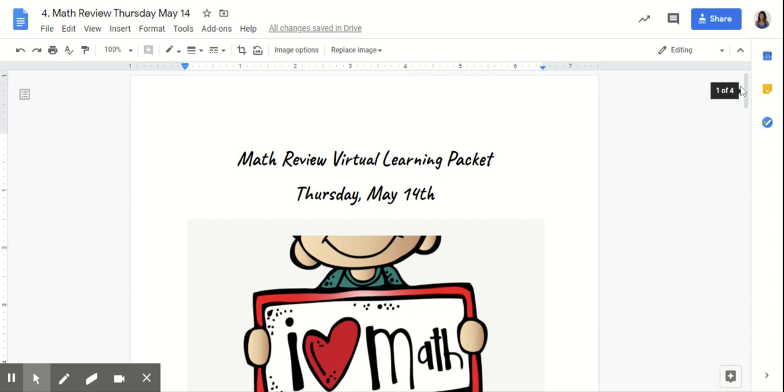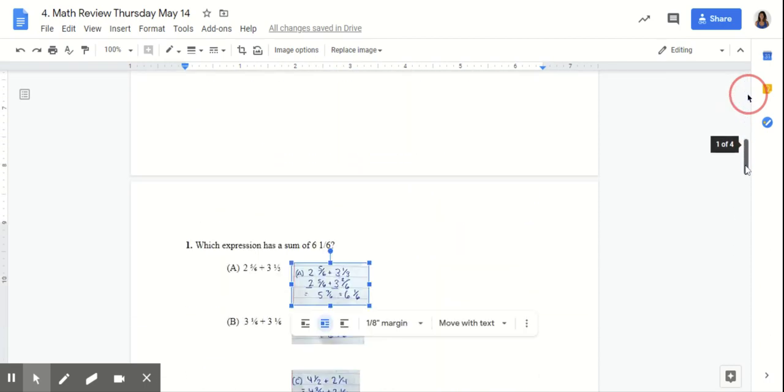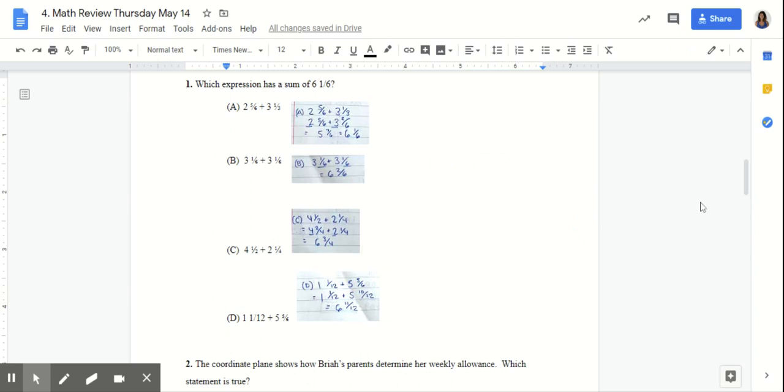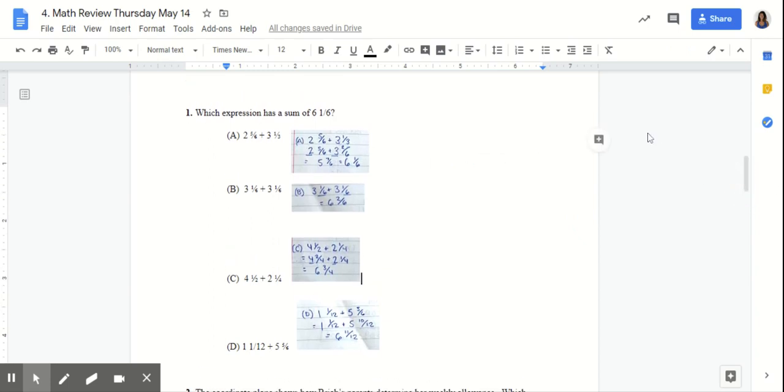Awesome. Welcome back from trying out the practice packet. Now, let's get into the solution strategies together. All right. So, the first question, it says, which expression has a sum of 6 and 1/6? Now, regardless if the answer pops up in one of the first answer choices, you should always try out all answer choices just to make sure that that answer choice is correct. So, of course, I went through and tried out every single one.